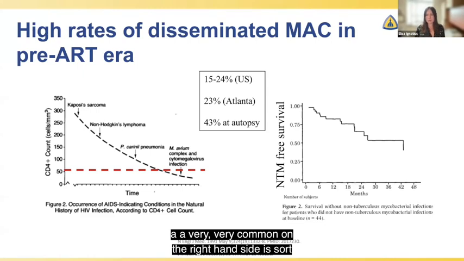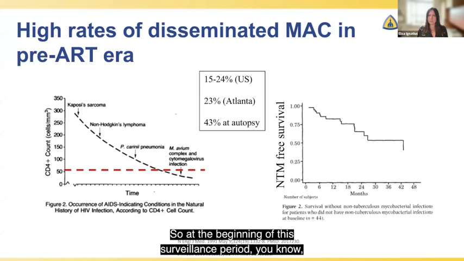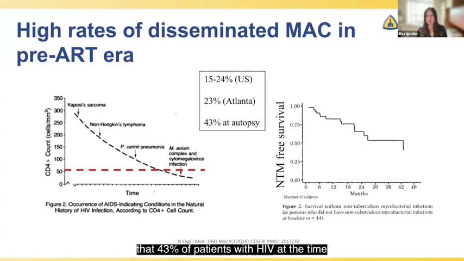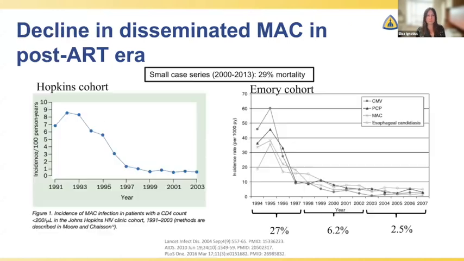On the right-hand side is the probability of NTM-free survival. At the beginning of this surveillance period, nobody had known disseminated MAC infection. And then when you got to 42 months, over 50% of people had evidence of a disseminated MAC infection. Underscoring a similar finding in the middle was one autopsy study, again many decades ago at this point, that found that 43% of patients with HIV at the time of autopsy had evidence of disseminated MAC based on lymph node samples or other organ samples.